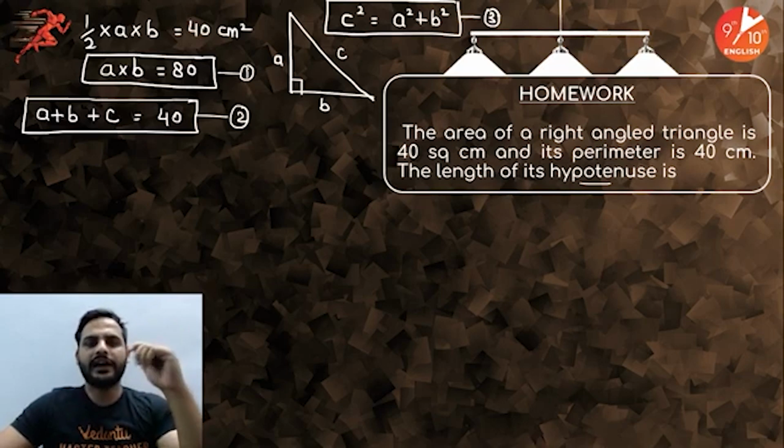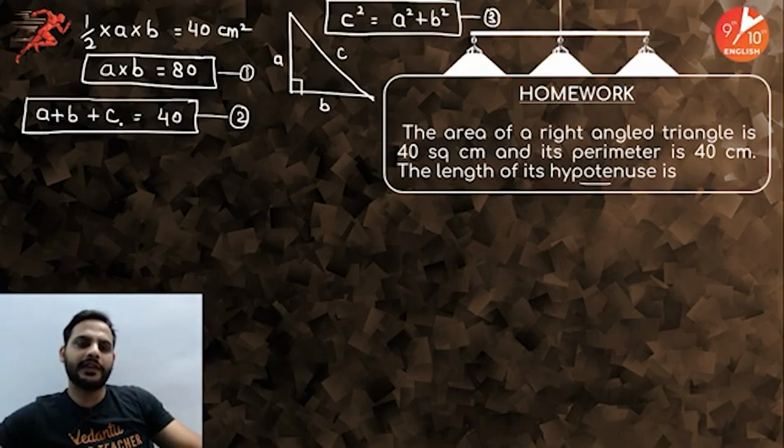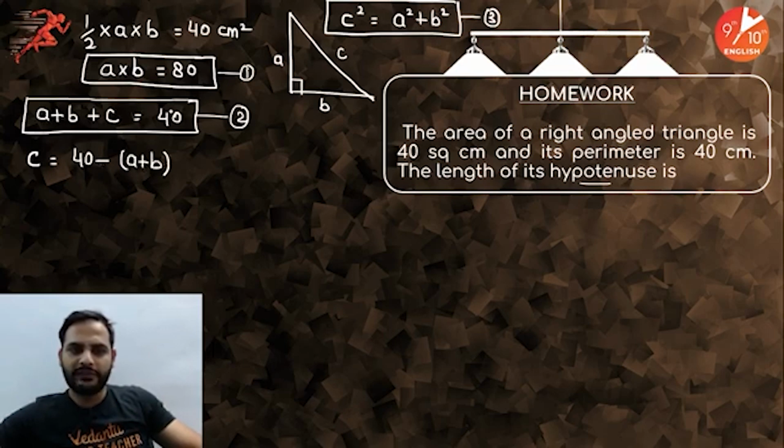So let's first start with the equation A plus B plus C. From here I can say the value of C can be written as 40 minus of A plus B. I'm keeping A plus B in bracket, so this negative stands for both. A will become minus A, B will become minus B. Negative taken common, 40 minus A plus B.